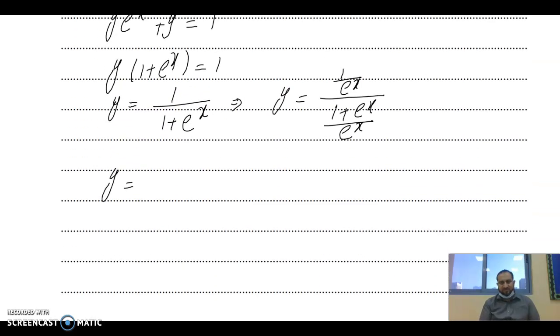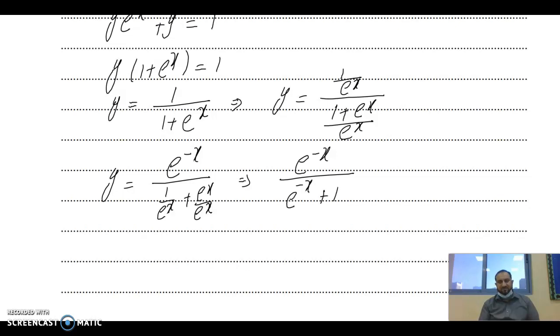So the top will be e to the power of negative x, because when we reciprocate this, the sign of the power has been changed. Then here, this will be 1 over e to the power x plus e to the power x over e to the power x, which means e to the power minus x over, again, this will become e to the power minus x plus 1, and we need to give the final form as e to the power minus x over 1 plus e to the power of minus x.